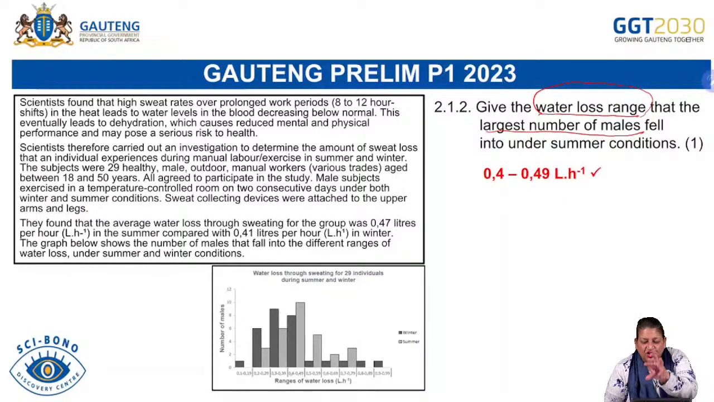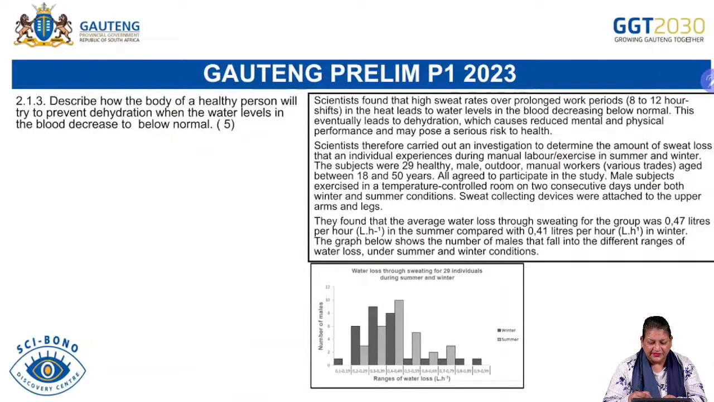So you can see, you look at the question and then you correlate it to the graph. Summer, I look at the unshaded one. Males, the highest, I look for the highest. And then look for the water loss, because they said give the water loss range. Okay, and that's how you analyze that graph there.